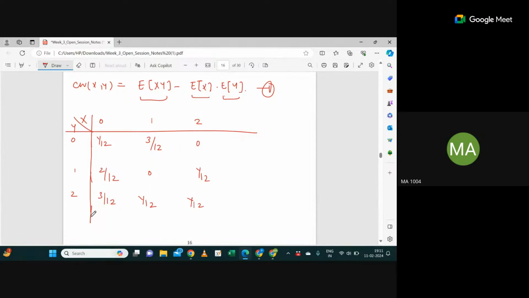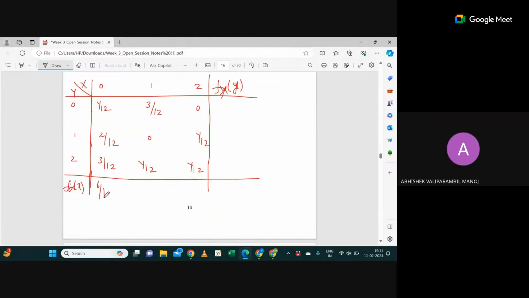Now be a little careful. This is the joint PMF. This one will give you the marginal of y, and this one will give you the marginal of x. So if we add all these probabilities, it will be 6 by 12, here 4 by 12, and here 2 by 12.